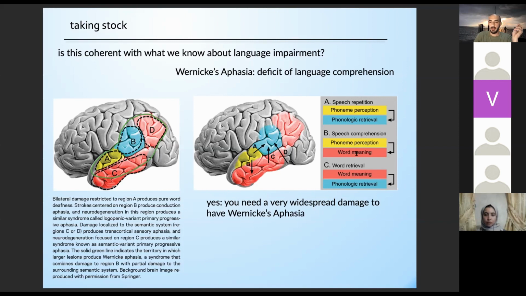Okay, and if you see in Binder's model, the red areas are those that are concerned with the meaning of words, semantics. So this would be our LATL, this would be our temporal cortex, MTG, ITG, STG, STS, anterior, posterior, right? So the STG is really at the border, you see. But then there is this area here, which we really haven't talked about, right? So what is this?